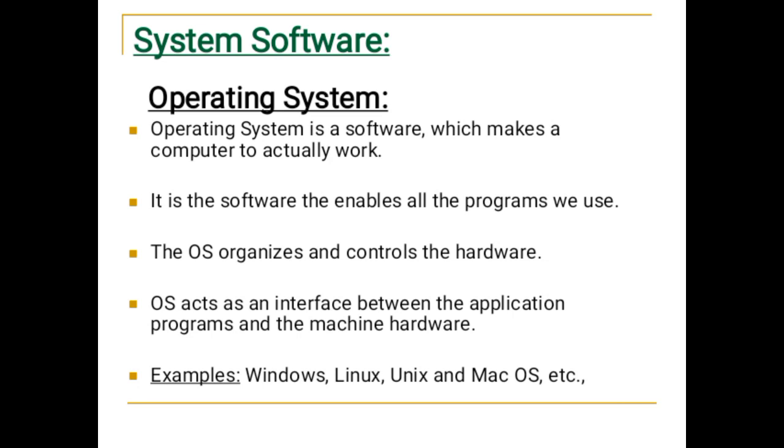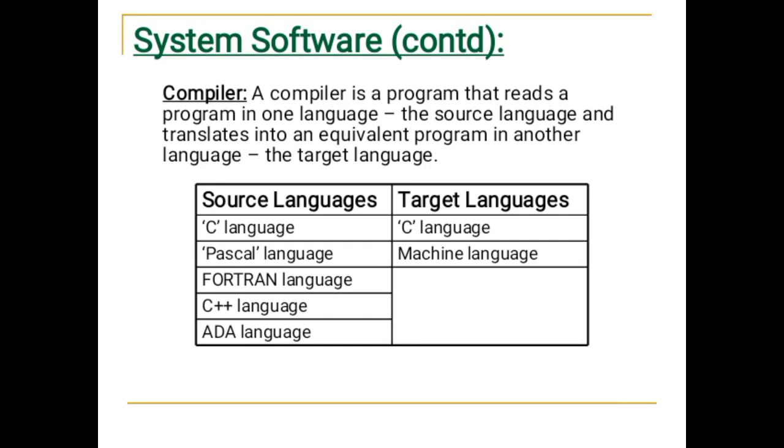Another example of system software is the operating system. An operating system is software which makes a computer actually work. It is the software that enables all the programs we use. The OS organizes and controls the hardware. The OS acts as an interface between the application programs and the machine hardware. Examples include Windows, Linux, Unix, and Mac OS, etc.